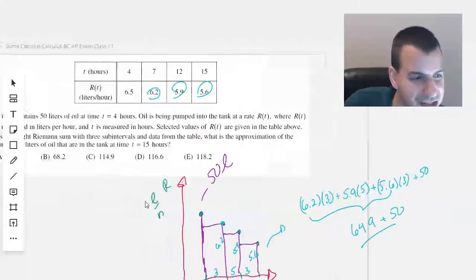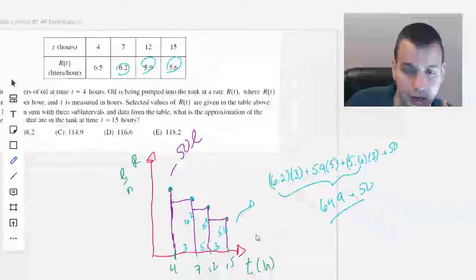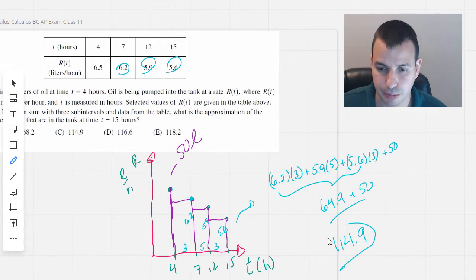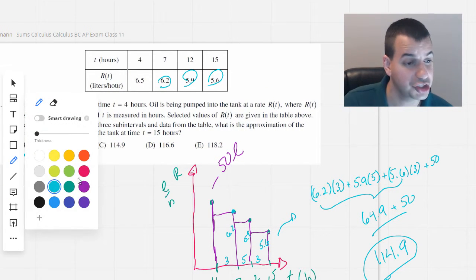I just kind of want to see they have 64.9 up here. They do. So that's a clever wrong answer there. So we want to add 50 to this. So that's 114.9, which is also a possible answer, which is the correct answer.